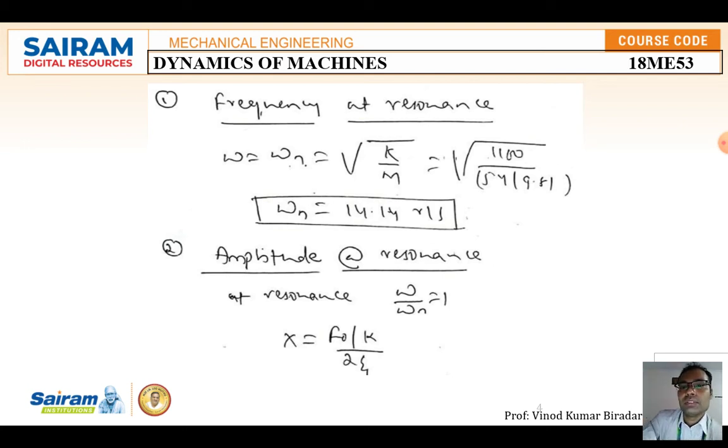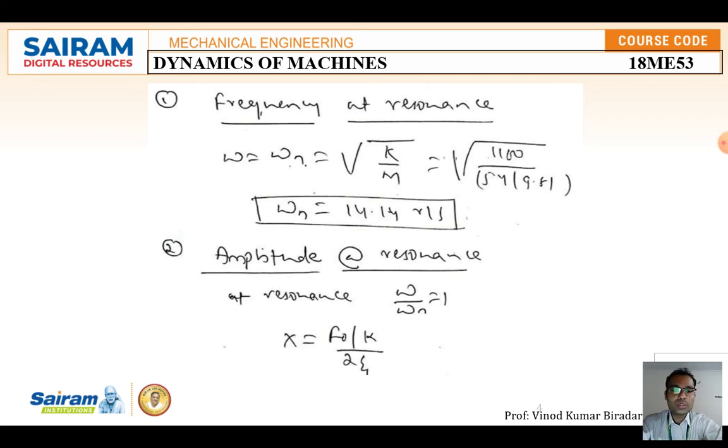Frequency is equal to what? Omega is equal to omega n, that is square root of k by m. We have the values of stiffness and also mass. Substituting with the gravitational acceleration g equal to 9.81, you are going to get omega is equal to 14.14 radian per second. Second is the amplitude at resonance.